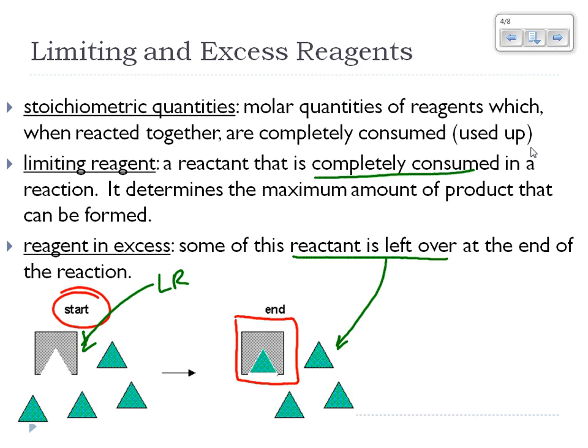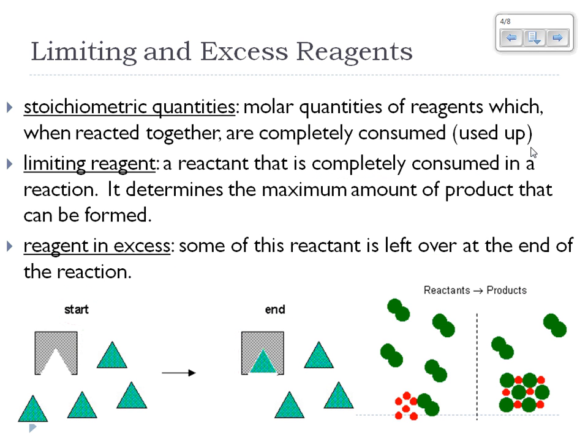Here's another picture, if you want another look at it. I've got green dots and red dots to start, and my final product is this green and red combination. You can see all the red dots got used up, all 6 red dots, but I ended up with 2 leftover green molecules or dots or whatever you want to call them. So my green in this case is my excess reagent, or ER, and my red is my limiting reagent, LR. Hopefully that makes sense.